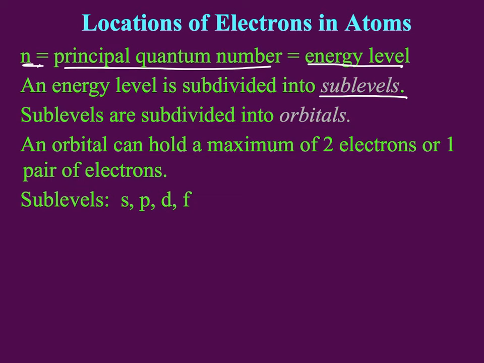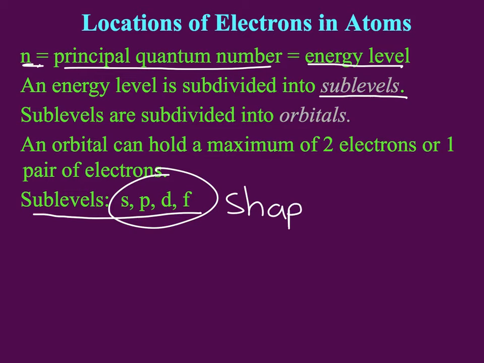The sublevels I have listed down here, these are the letters of the sublevels. And these sublevels represent the shape of the cloud. We're going to go through and talk about all these different sublevels and their shapes. They all begin with the letter S. Sublevel: S, P, D, and F, and shape. So they both begin with the letter S.